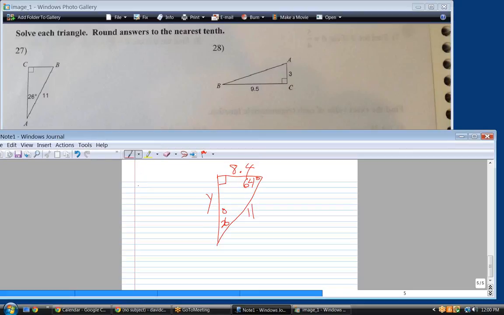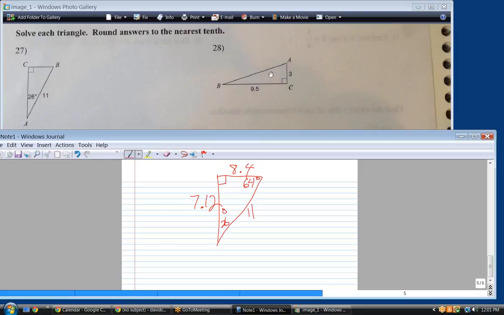Maybe cosine. So tell me what the equation is. Cosine of 26 is equal to y over 11. Good. Now that's one equation with only one unknown. Take cosine 26 degrees, multiply it by this denominator, and you'll solve for y. It's 7.12. Yeah. That's the way you're going to do all these problems.